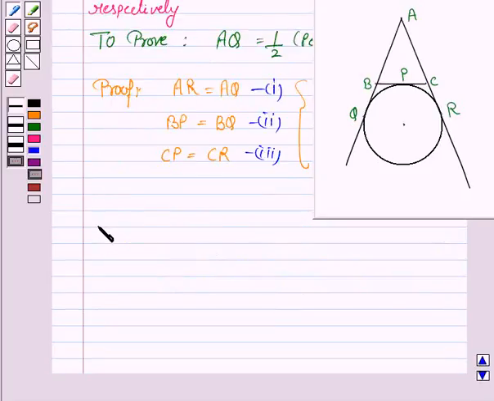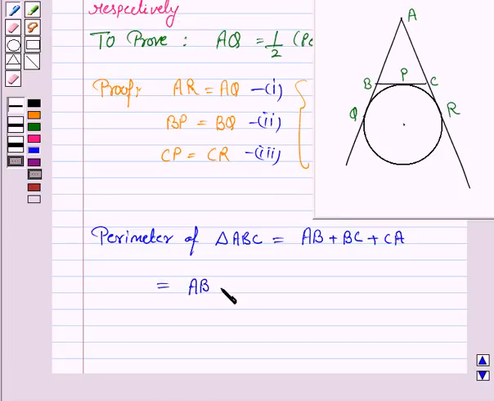Now, the perimeter of the triangle ABC is given by the sum of the lengths of the sides of the triangle, that is AB plus BC plus CA. Now this is again equal to AB plus BC, now BC can be written as BP plus PC, plus CA. Now again this is equal to AB plus, now BP is same as BQ and CP is same as CR, plus CA.